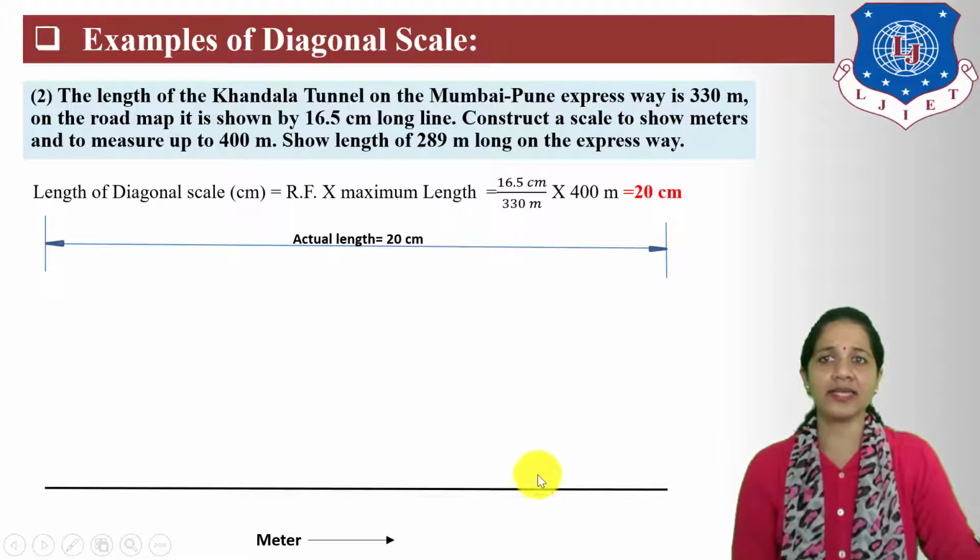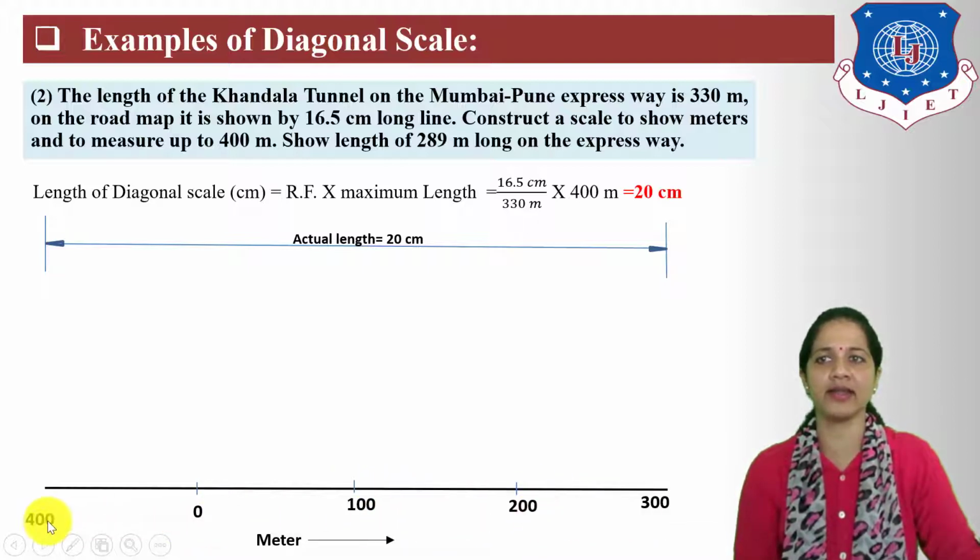Next, this 20 centimeter line is divided into equal 4 parts and marked with meter points as 0, 100, 200, 300 and 400. Here this diagonal scale is only for a single unit, which is meter.